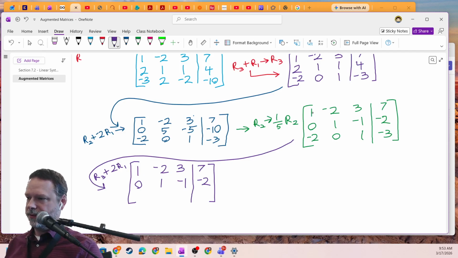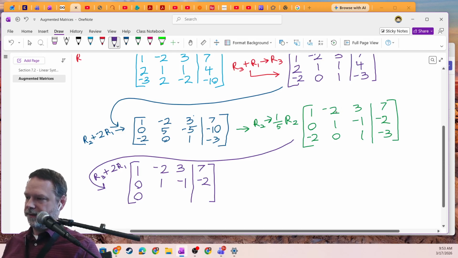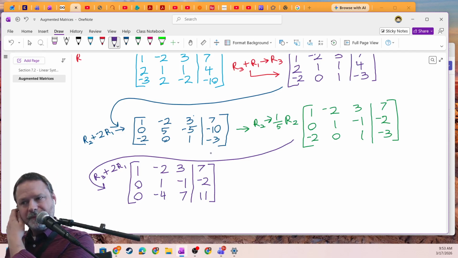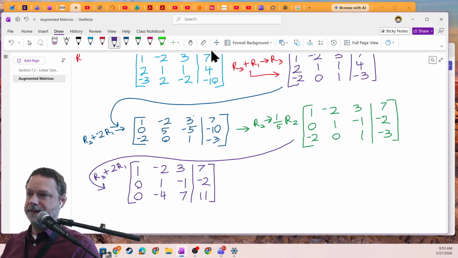But that bottom row, that one I'm changing. I'm going to add 2 times the top row to the bottom row. So 2 times 1 is 2, plus negative 2 is 0. 2 times negative 2 plus 0 is negative 4. And then 2 times 3 is 6, plus 1 is 7. 2 times 7 is 14, plus negative 3 is 11. All right. Very good. We're getting there.